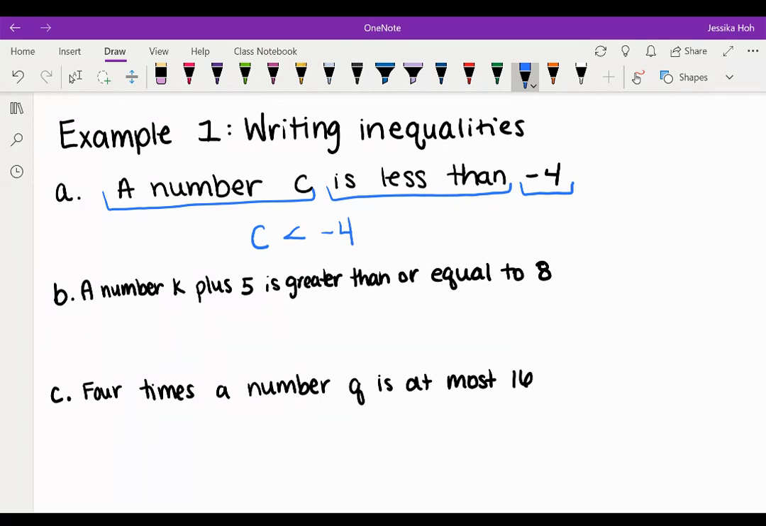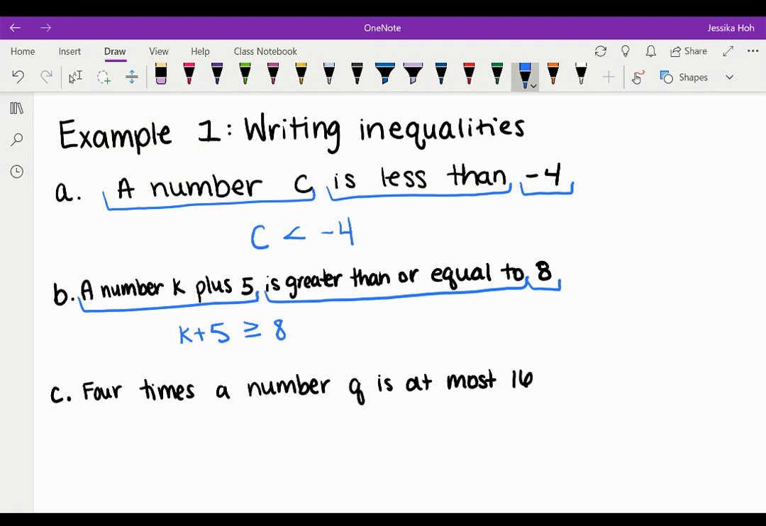The next example, a number k plus 5 is greater than or equal to 8. So a number k plus 5 is greater than or equal to 8. If I go up above to look at my chart, it would show me greater than or equal to 8.